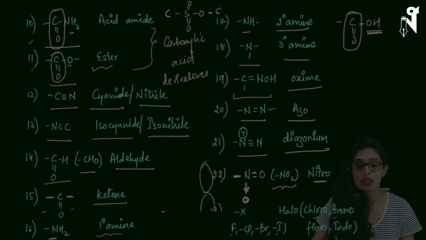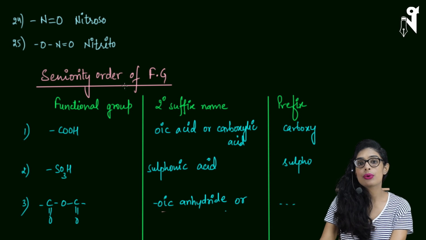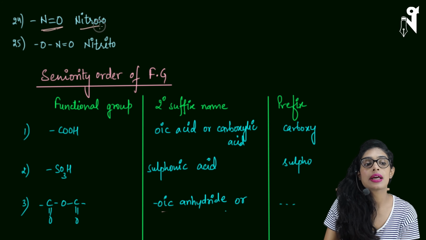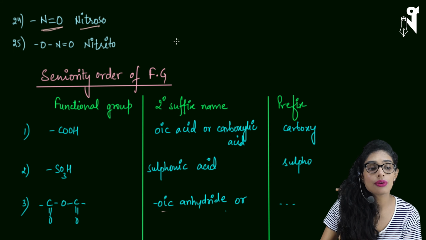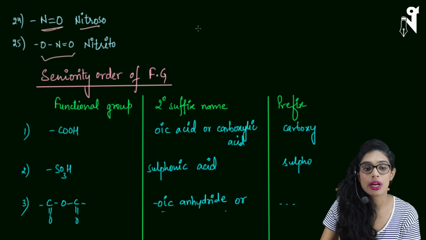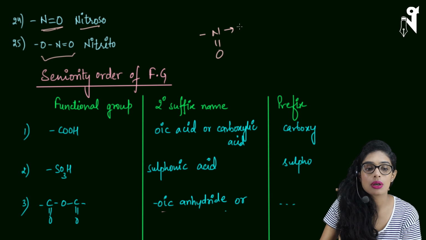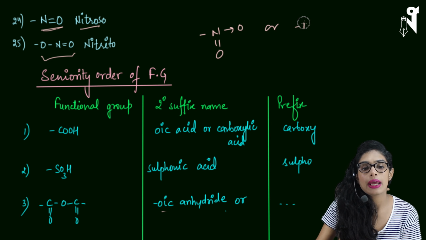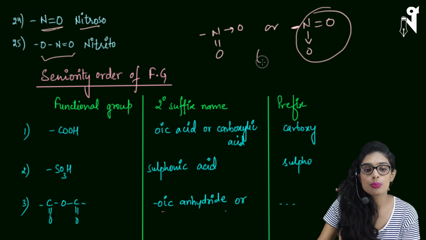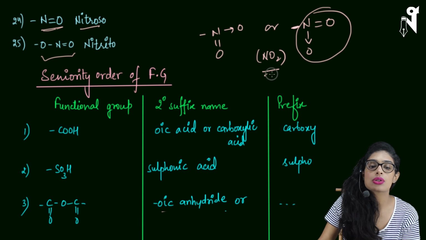Okay. So let's see the last few functional groups. Next is nitroso. N double bond O is nitroso. And if you remember, this last one is a nitrito group. We have just now spoken about nitro. What was the nitro group? Nitro group was this, or you can also write it as N, one coordinate bond and double bond O. And this nitrogen is connected to the carbon chain. This kind of structure, when NO2 possesses it, is called nitro.